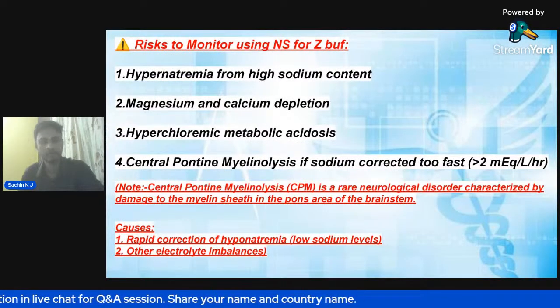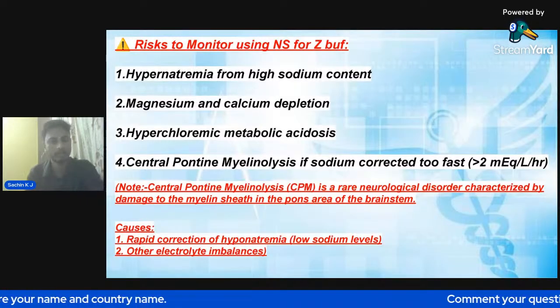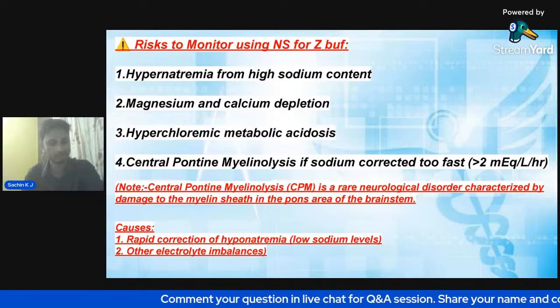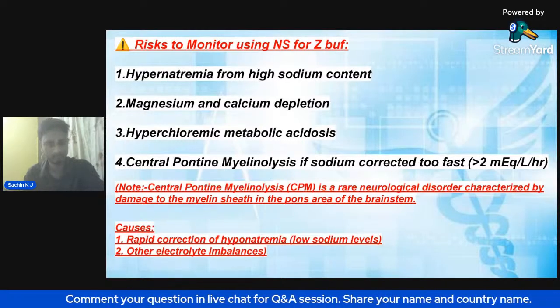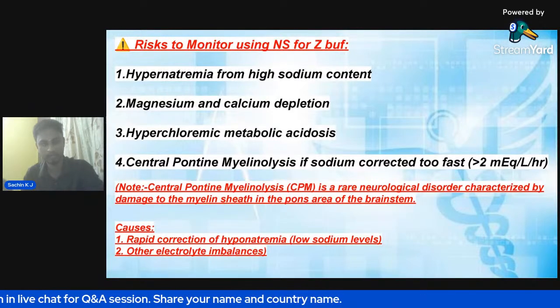Risks to monitor when using NS for ZBUF: hypernatremia from high sodium content, magnesium and calcium depletion, hyperchloremic metabolic acidosis, it will happen. Central pontine myelinolysis if sodium is corrected too fast, greater than 2 milliequivalent per liter per hour.